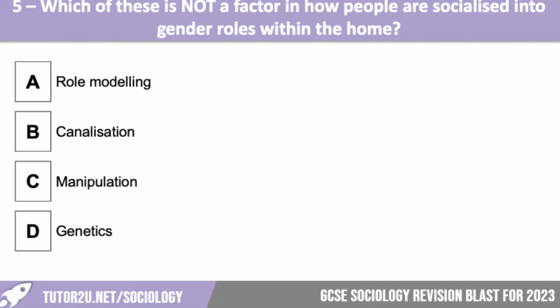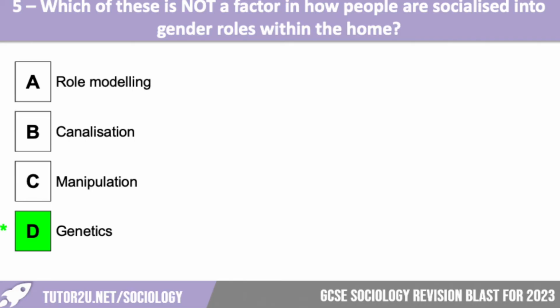Number 5. Which of these is not a factor in how people are socialised into gender roles within the home? A. Role modelling, B. Canalisation, C. Manipulation, D. Genetics. Which one of those is not a factor in how people are socialised into gender roles within the home? Let's reveal. It is genetics.